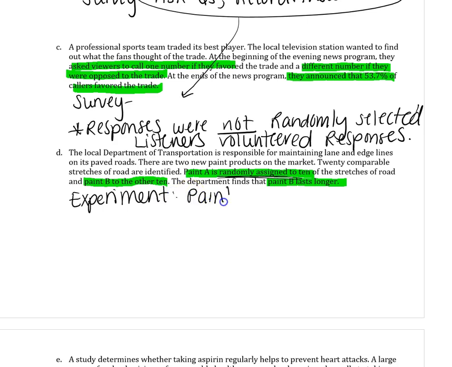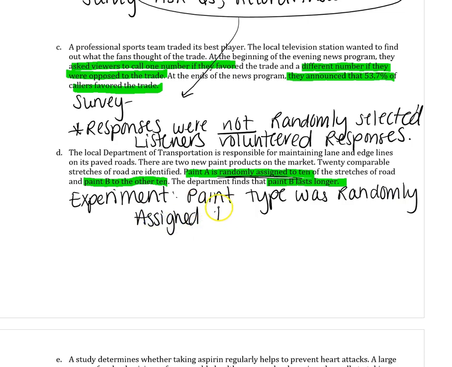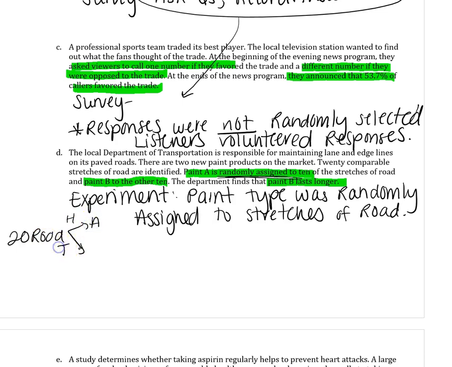Okay, paint type was randomly assigned to stretches of road. So again, off to the side here, you have your 20 road stretches. It could be something as simple as heads: this road will get paint type A. Tails: this road will get paint type B. And that's how you would randomly assign the stretches to a certain type of paint, so there's no bias in which one you put into which group.